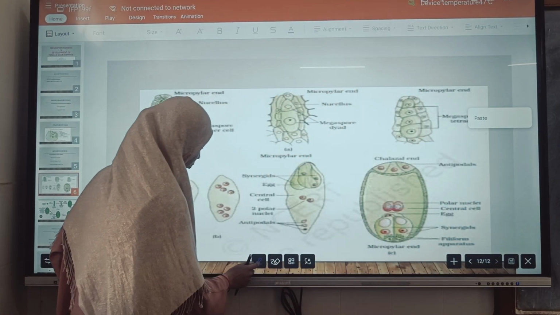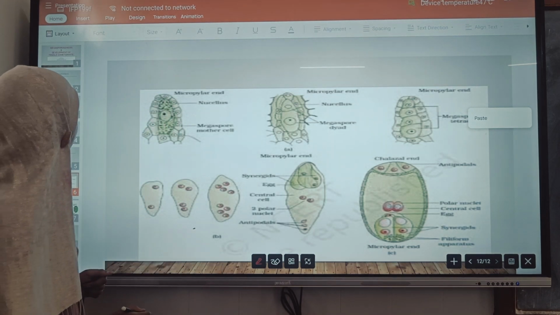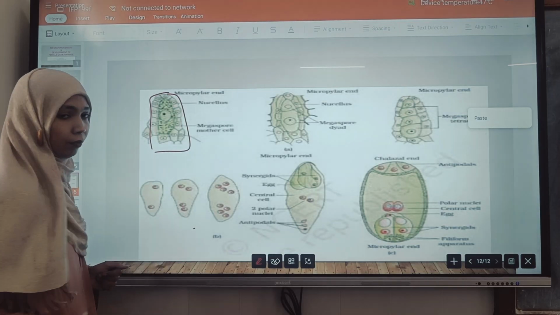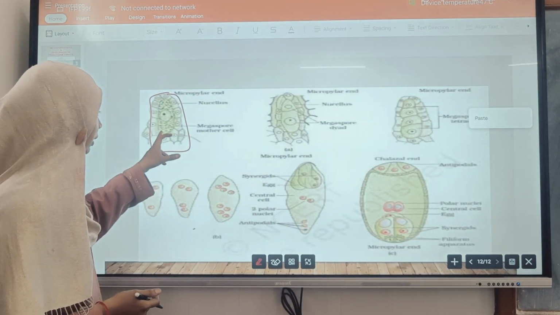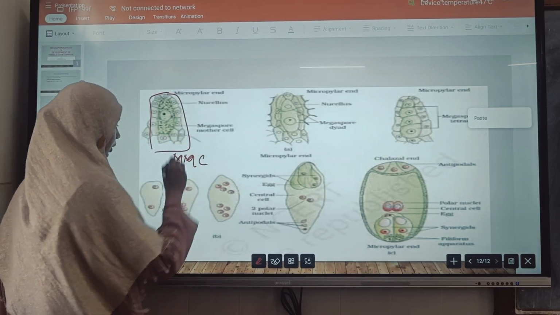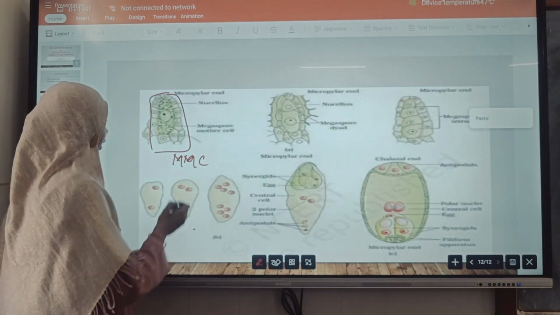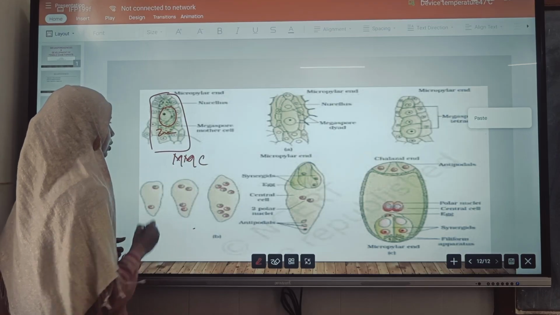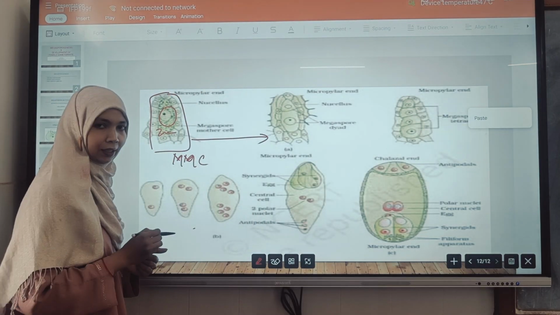And this diagram shows the process of megasporogenesis. So this is the part of the nucellus. One of the nucellar cells differentiates and specializes, and behaves like a megaspore mother cell, which is diploid in nature, and that megaspore mother cell undergoes meiotic division.